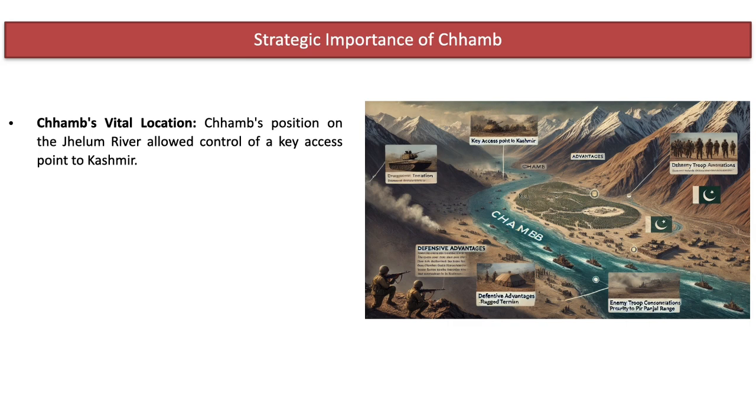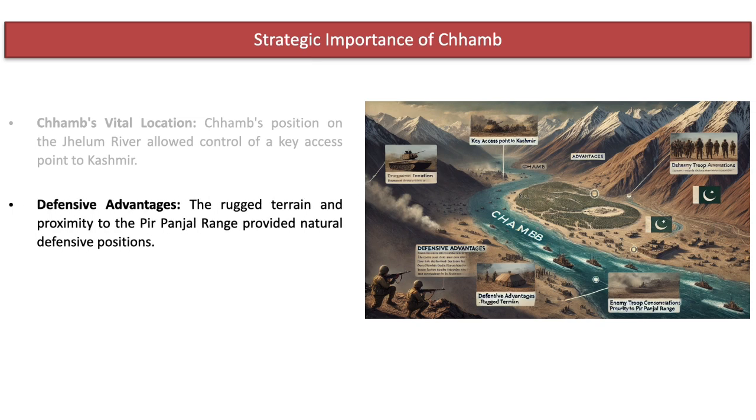So why was Chamb so important? Because its location on the Jhelum River was a gateway to Kashmir, a vital position that could determine the outcome of the conflict. The battles fought over Chamb were about more than just territory. They were about safeguarding the future of Kashmir, securing India's border, and ensuring that our nation could stand firm in the face of any challenge. Chamb's position was crucial, and controlling it meant controlling the destiny of the region.